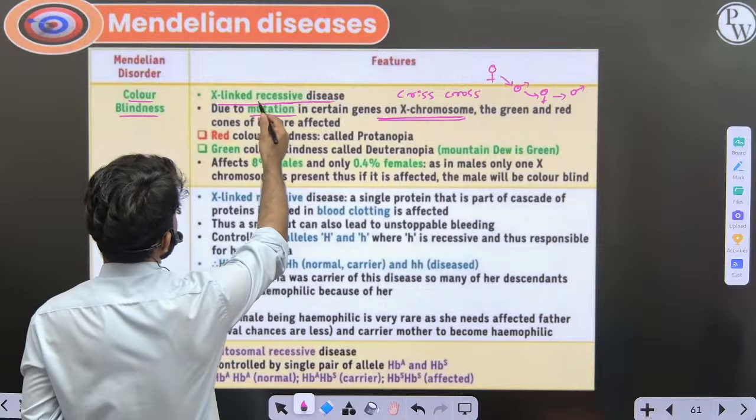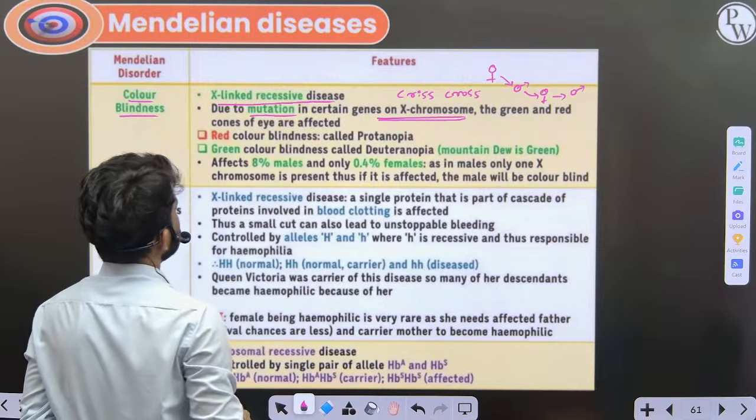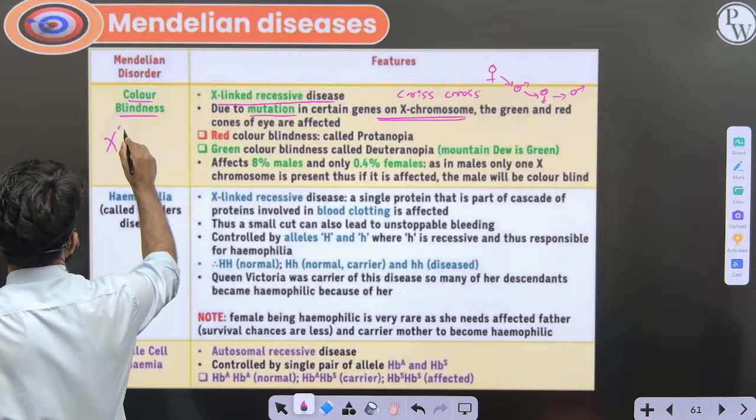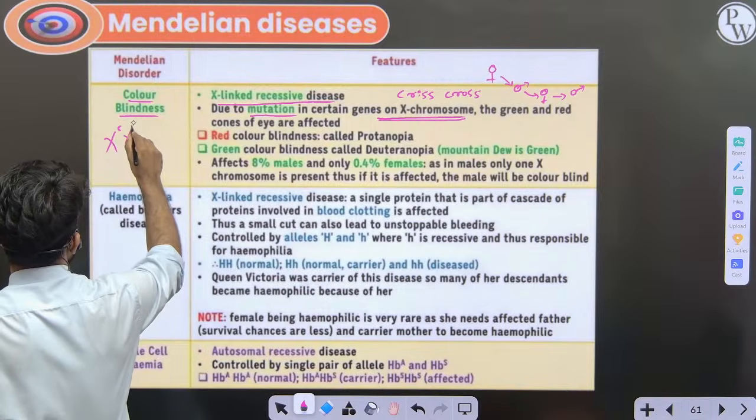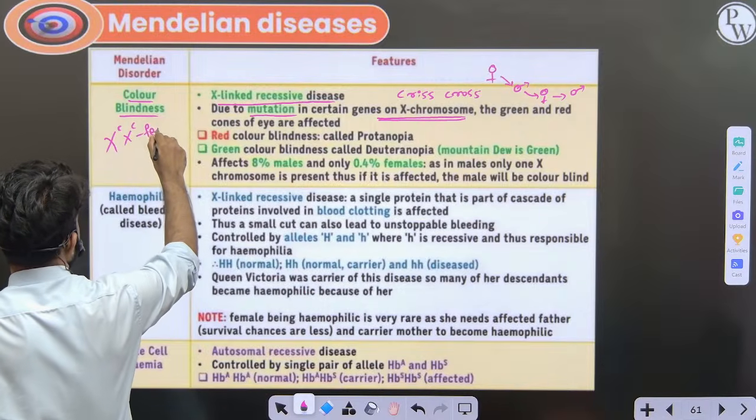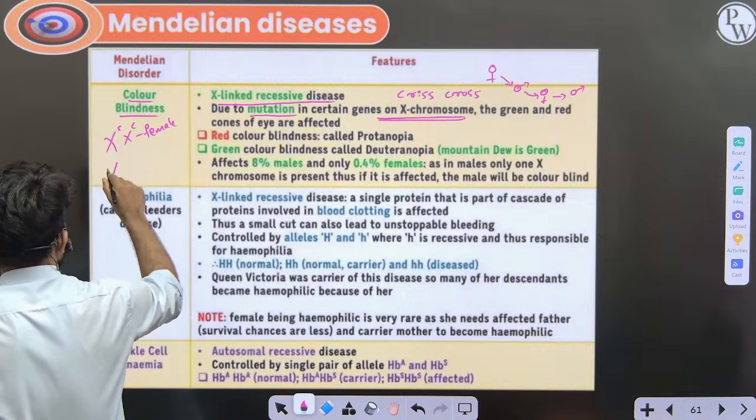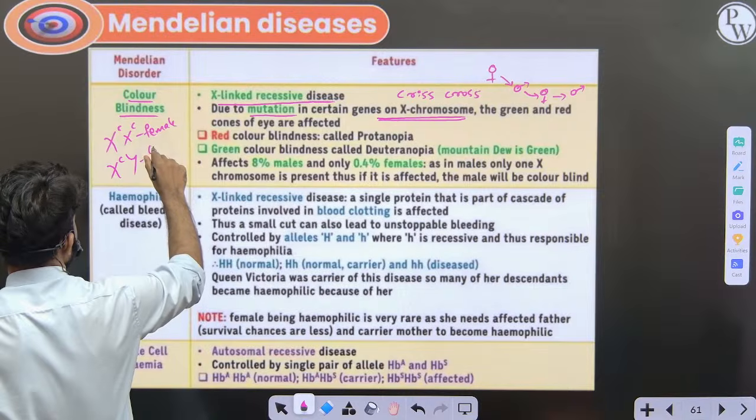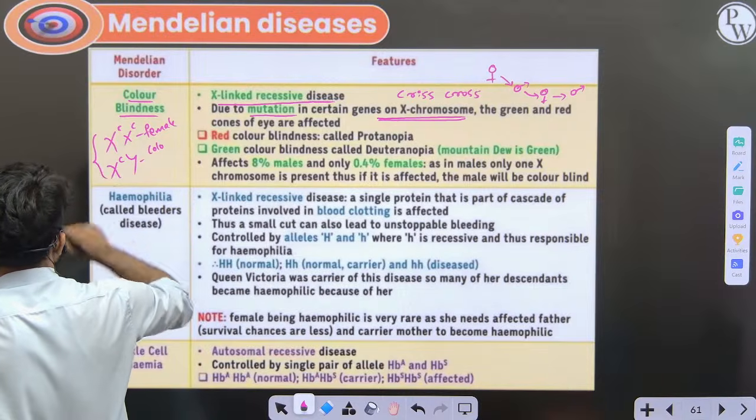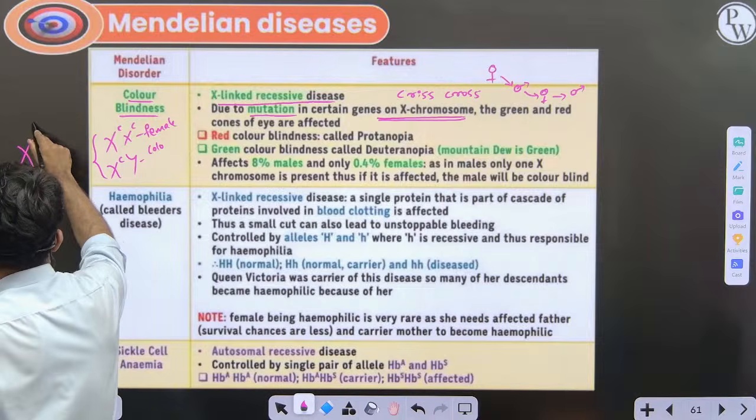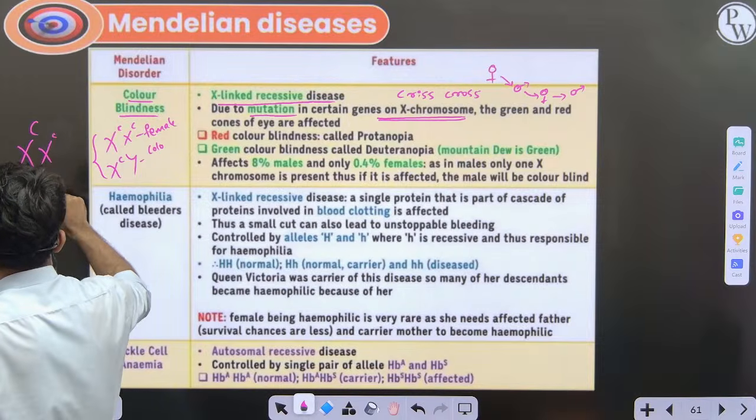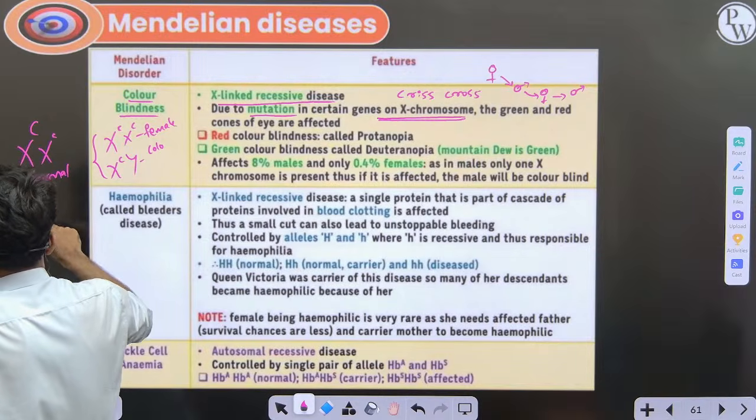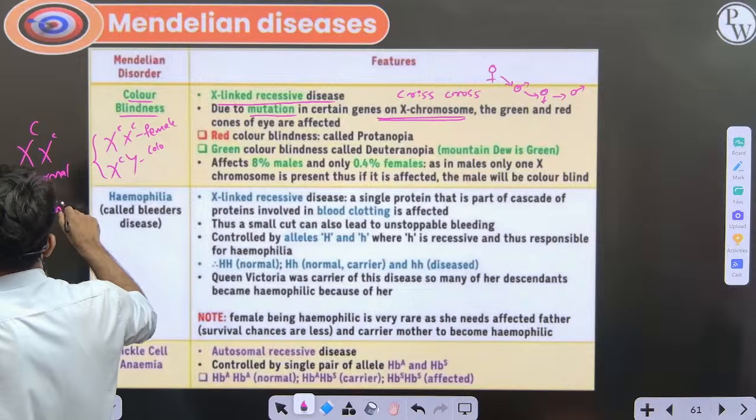So that means there must be the presence of recessive genes. What are the conditions here? If the X chromosome carries recessive genes, in case of females that is very rare. In case of males, if it is X with small c and Y, then definitely it is color blind. Both recessive alleles are needed in females. Even if there is one capital C and one small c, she is normal, but she becomes a carrier of the disease.